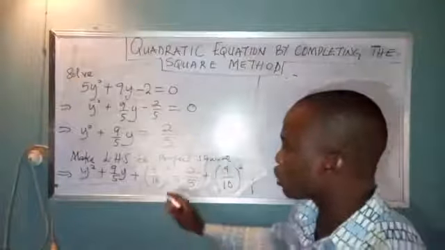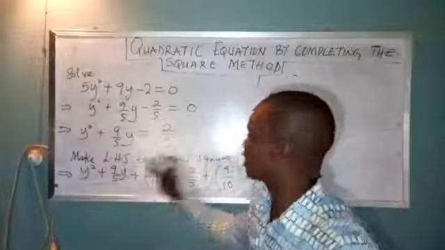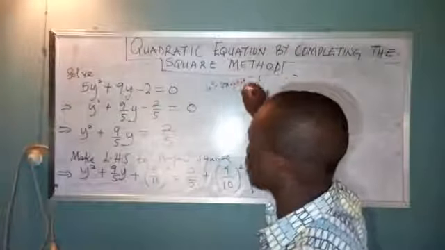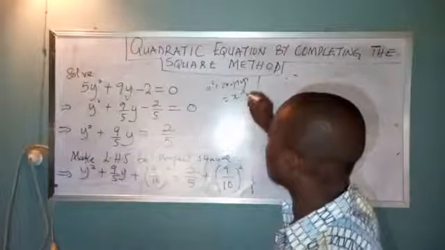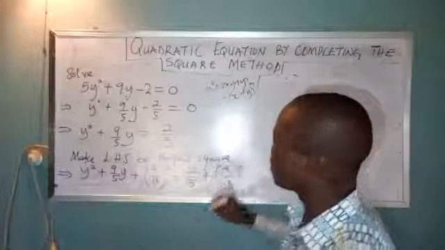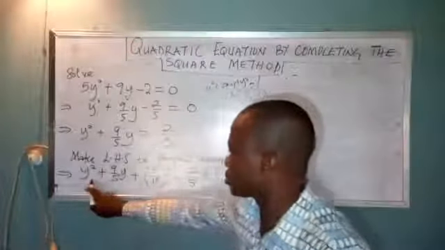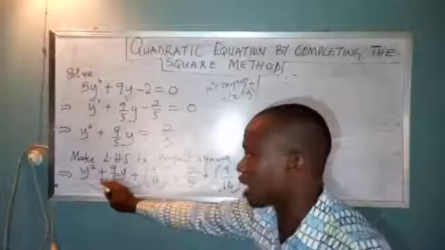If you want to compare this to the general expression of a perfect square, that is x² plus 2xy plus y², which equals (x + y)². So if you want to compare this, make sure that you can see this one, and now combine this one and this one.